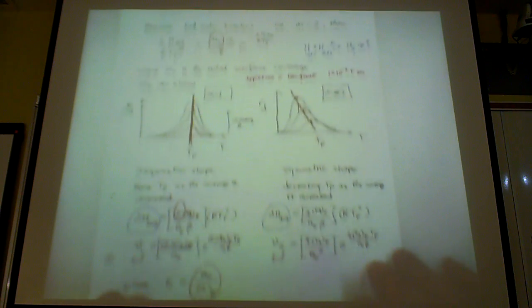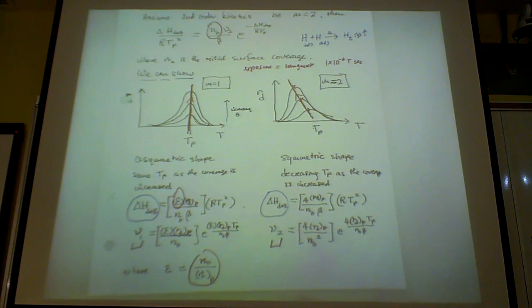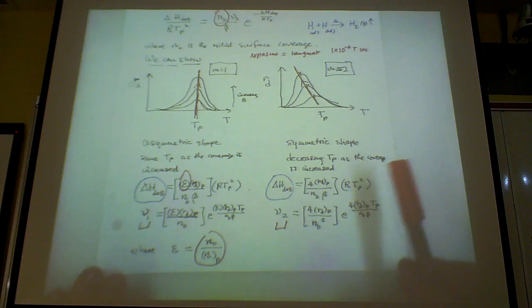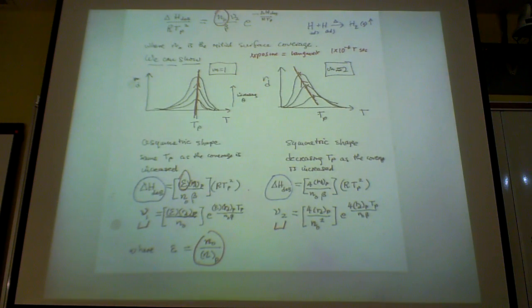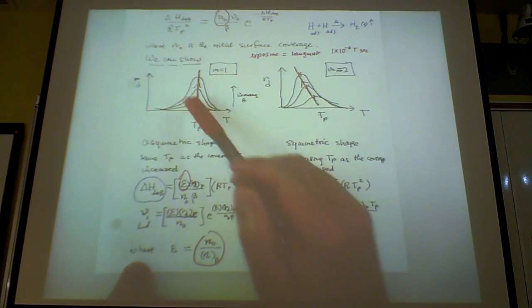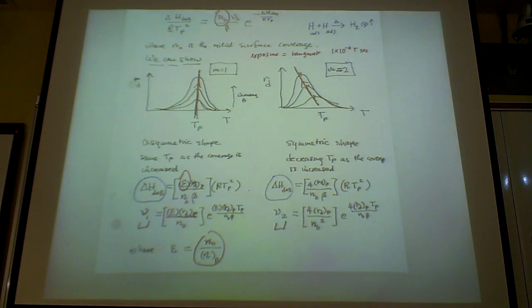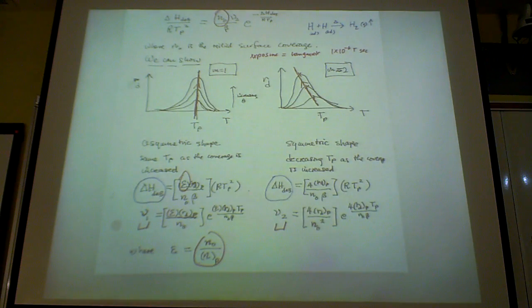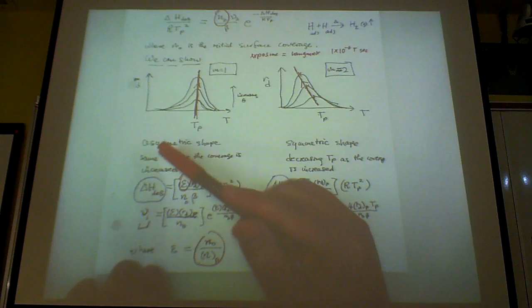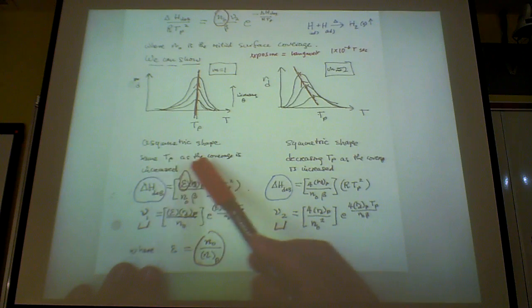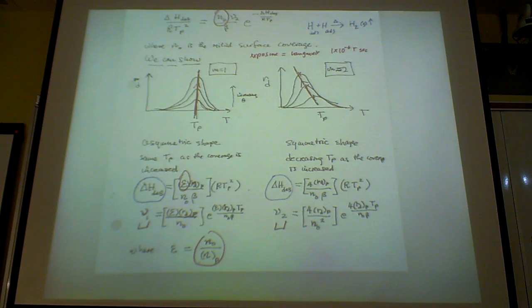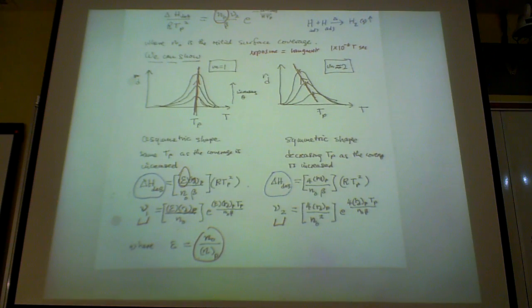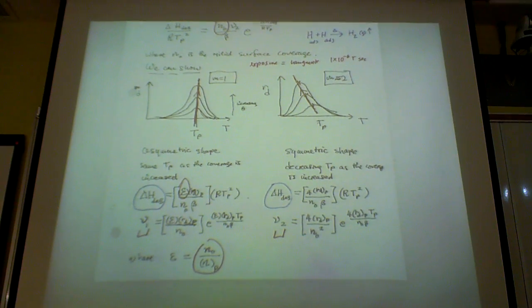And there are a couple of other things of interest here. If you look closely at the shape of your curve, people find that for first order desorption, you have an asymmetric line shape, whereas for second order, you have a symmetric, totally Gaussian-like peak. The peak temperature, P stands for peak temperature, stays the same as the coverage is increased for first order, whereas here you have a decreasing Tp as the coverage is increased.